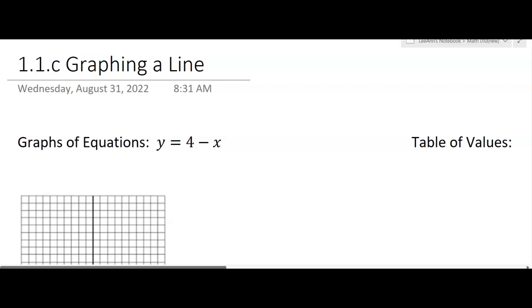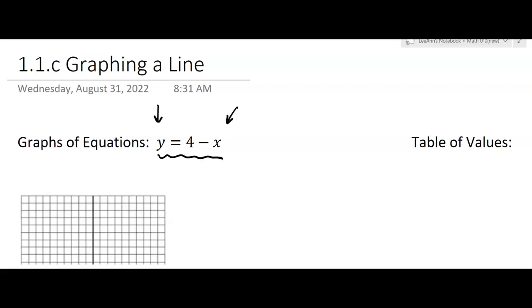So graphs are very useful to us in getting a picture of a relationship, okay? So in this equation that we have right here, this is going to graph to be a line. I'll just spoiler alert, this is going to graph to be a line. And what we're trying to do is show a relationship between x values and y values.